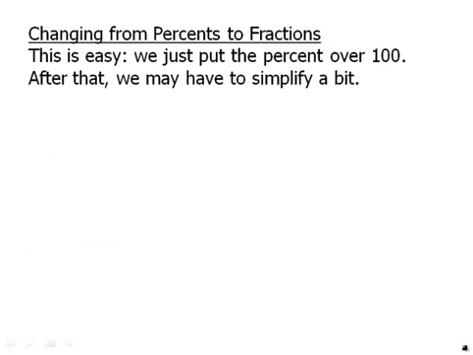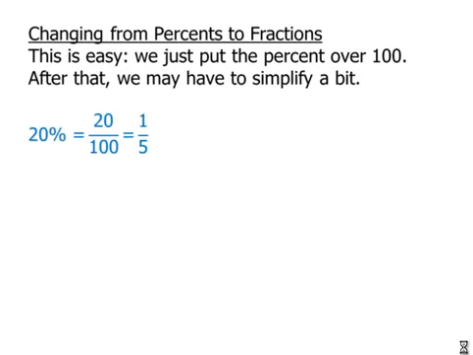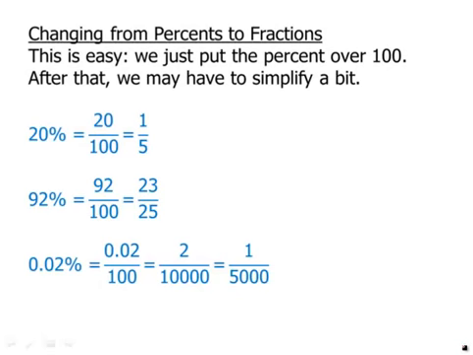Changing from percents to fractions. This is easy. We just have to put the percent over 100. After that, we may have to simplify a bit. So for example, 20%, that's 20 over 100, which is 1/5. 92%, that's 92 over 100, which is 23 over 25. 0.02%, which is 0.02 over 100, or 2 over 10,000, and that simplifies to 1 over 5,000. So all three of them very easily become fractions.